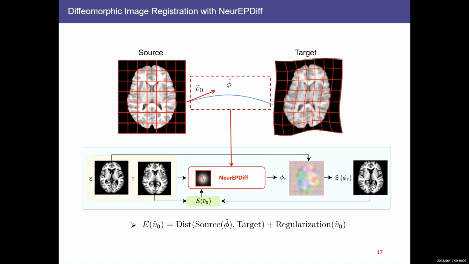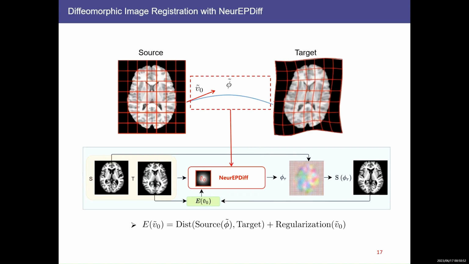This slide represents how to perform diffeomorphic image registration with the NeurEPDiff. What we do is, in every iteration of optimizing the registration energy function, we replace the numerical computation of geodesic shooting with our NeurEPDiff. We use NeurEPDiff to do forward shooting, given any initial velocity, to connect the source image to the target image. We have the energy function in the conventional way, including an image matching term and a regularization term to guarantee the smoothness of the deformation.